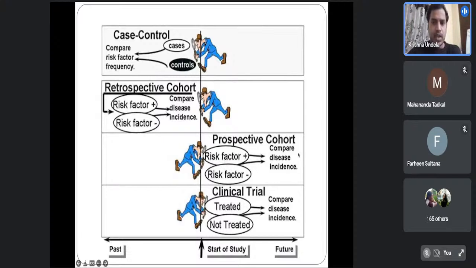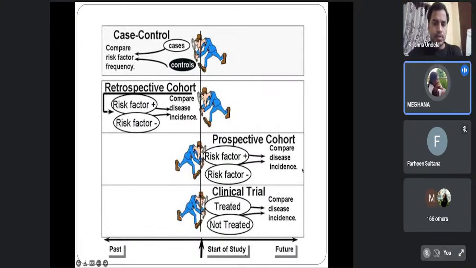And at the end of the study in 2030, how many groups are we having? Can anyone tell me? How many groups are we having at the end of the study in 2030? We started with the two groups, risk factor positive and risk factor negative. After the follow-up of maybe 5 to 10 years, at the end of follow-up, how many groups are we having here? Two groups. Four.